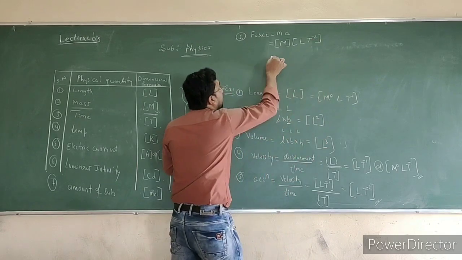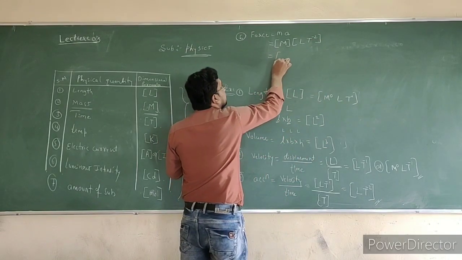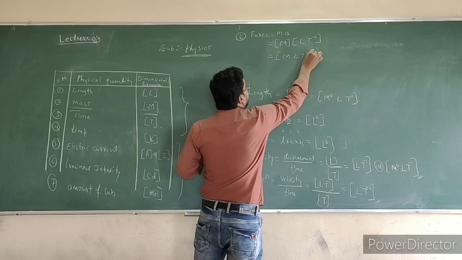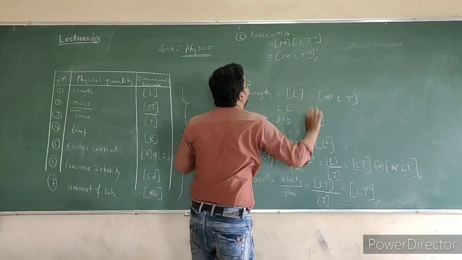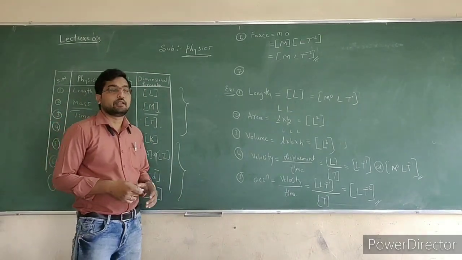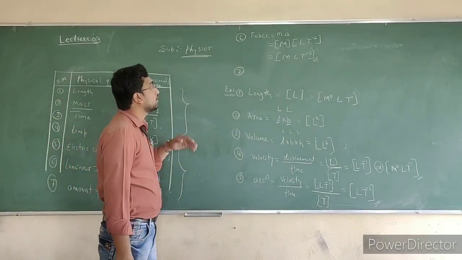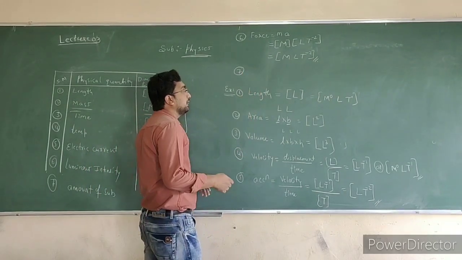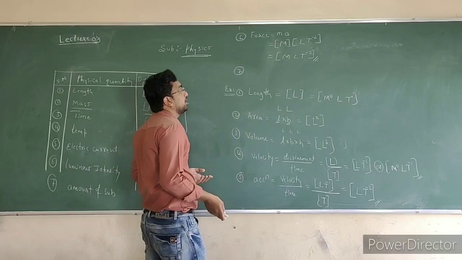So then, the dimension formula for force is M L T to the power minus 2. So this is the dimensional formula for force. Okay, next example. So force is completed. Next one is energy, right? In this case, we consider potential energy.